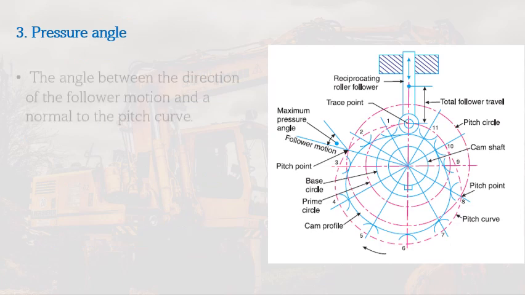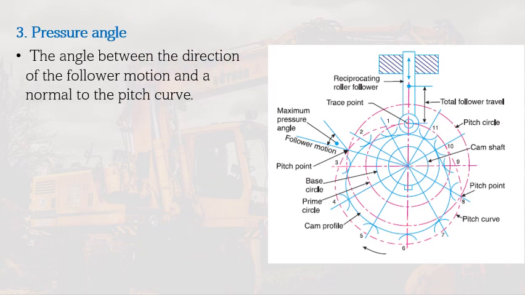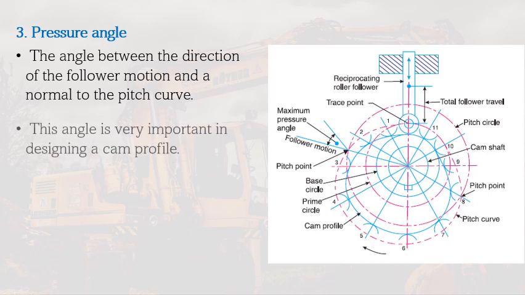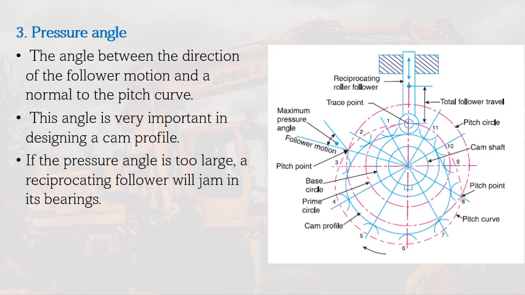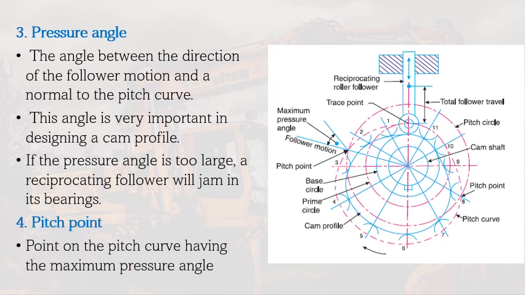We also have the pressure angle. This is the maximum angle. This is the angle between the direction of the follower motion and normal to the pitch curve. This angle is very important in designing a cam profile because if the pressure angle is too large, a reciprocating follower will jam in its bearings. The pitch point, on the other hand, is the point on the pitch curve having the maximum pressure angle.